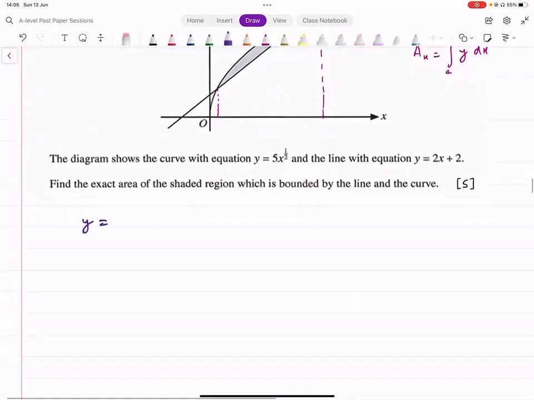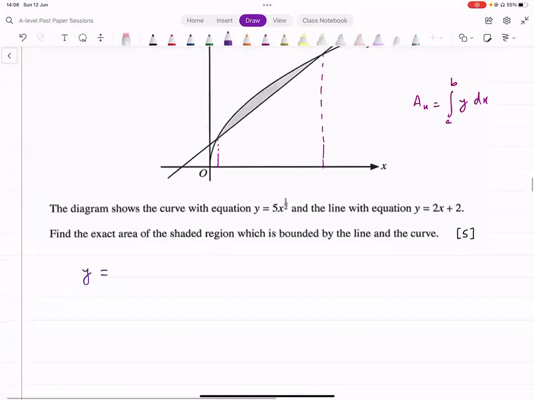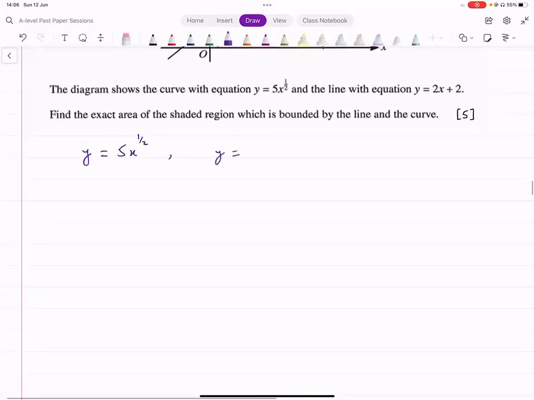We have y equals 5x raised to power 1/2. That's the equation of the curve. And we've got y equals 2x plus 2. Okay, we have to find the points of intersection of these two graphs. We equate them. We have 5x raised to power 1/2.